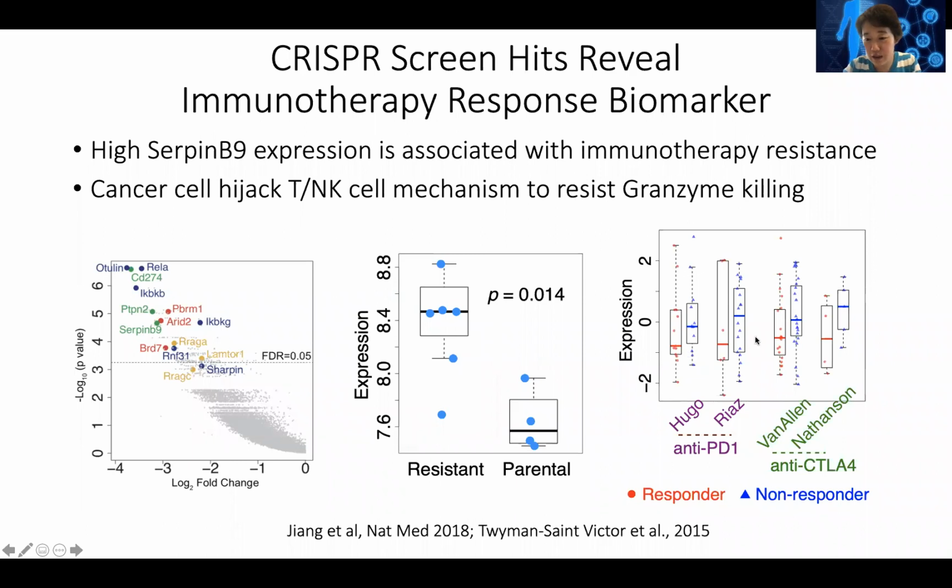We can also see this in multiple clinical trials. In those trials, if we compare the responders with the non-responders, the responders are in red, the non-responders are in blue. We can also see that the non-responders have a higher expression level of SERPINB9. And this is from our study as well. We're asking, what is SERPINB9 really doing?